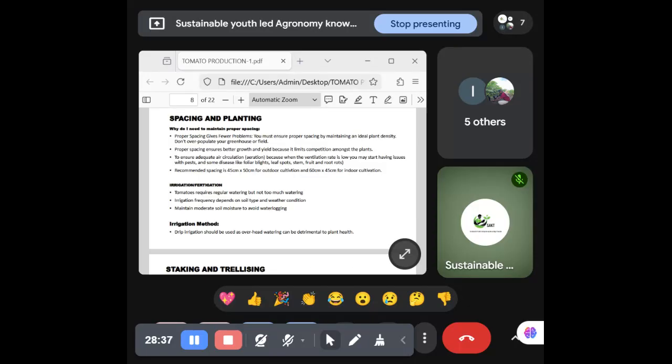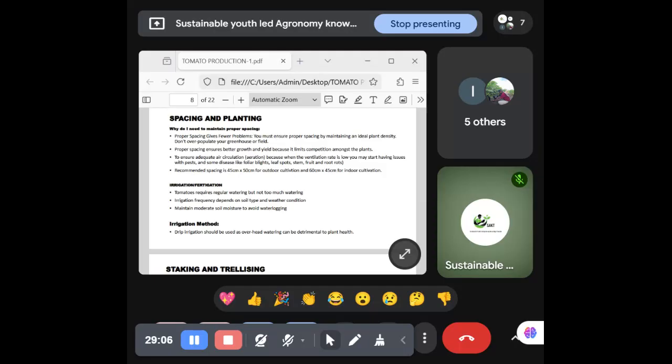So recommended spacing for tomato, you can do 45 centimeter by 50 centimeter for outdoor cultivation. Why do I say 45 centimeter by 50 centimeter? It is because there's already enough airflow outside. So you don't need to be too mindful of the spacing there. So 45 by 50 is fine.